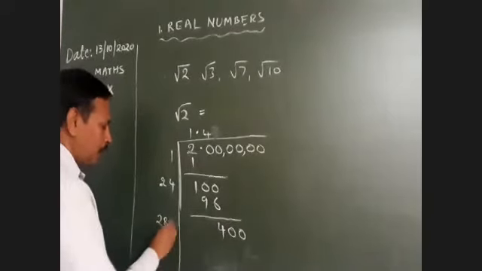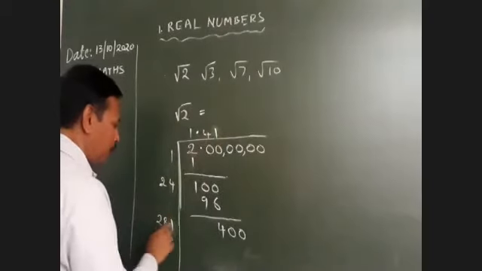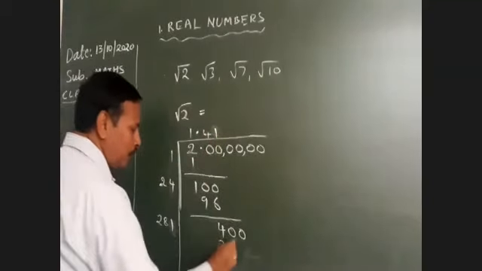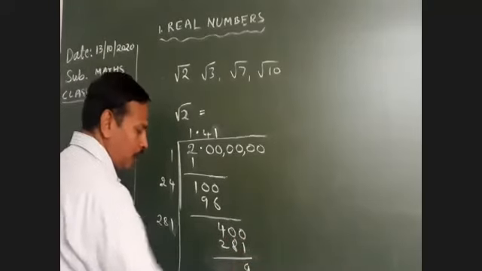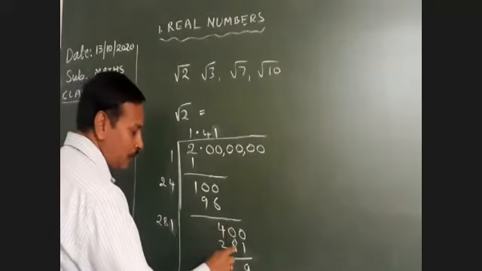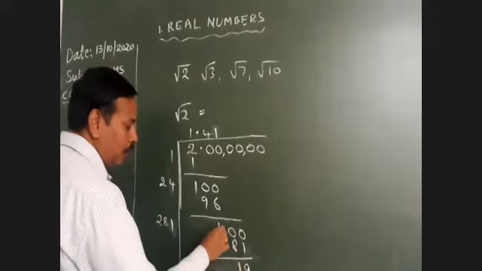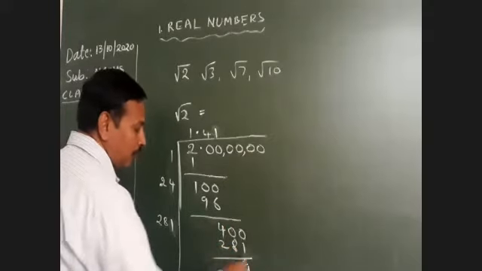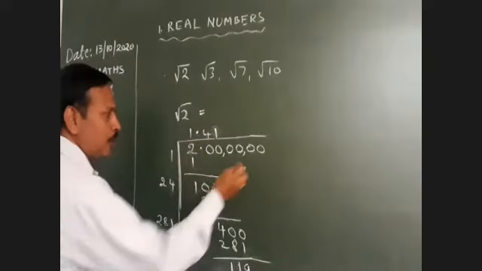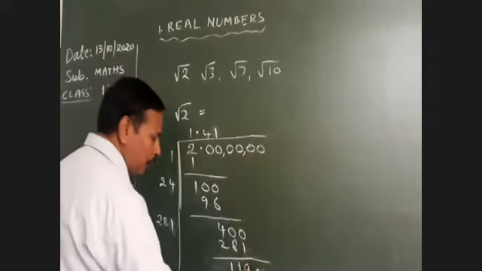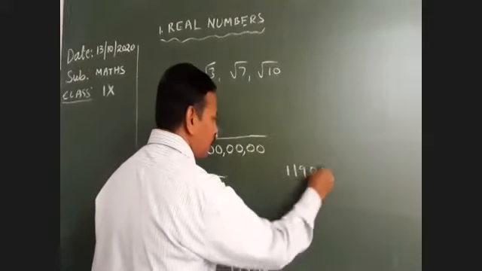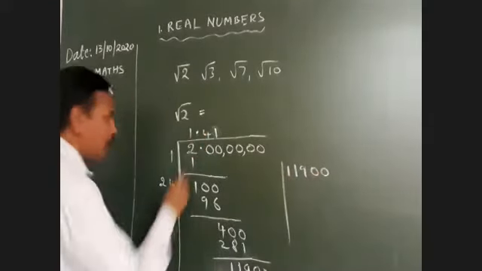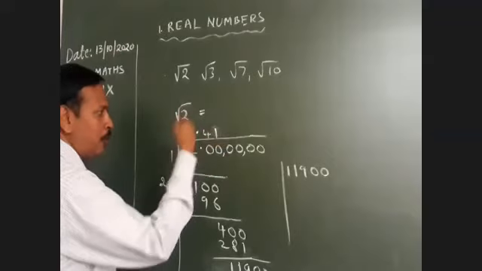So come back to 1: 281 times 1 is 281. So 0 minus 1 is 9, and 9 minus 8 is 1. Again 3 minus 2 is 1. Again you want to go for one more digit, so bring down 2 zeros. I write here 11900. Now this is doubled again: 141 doubled means 282.